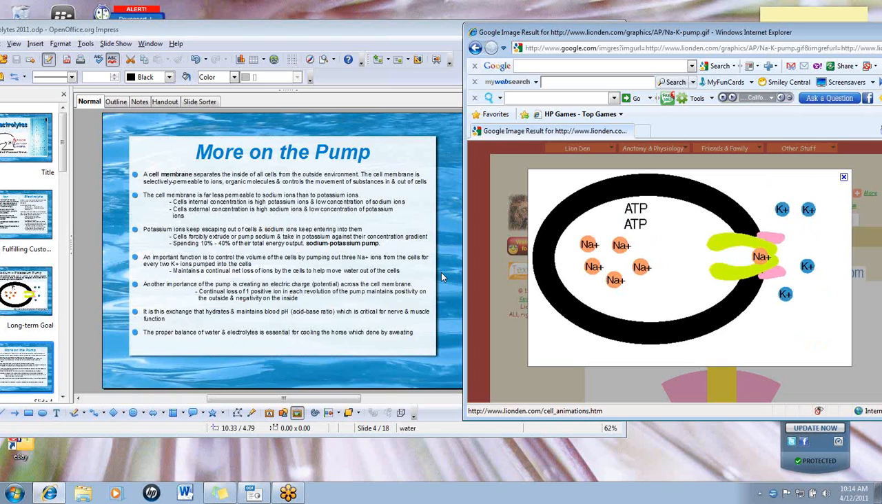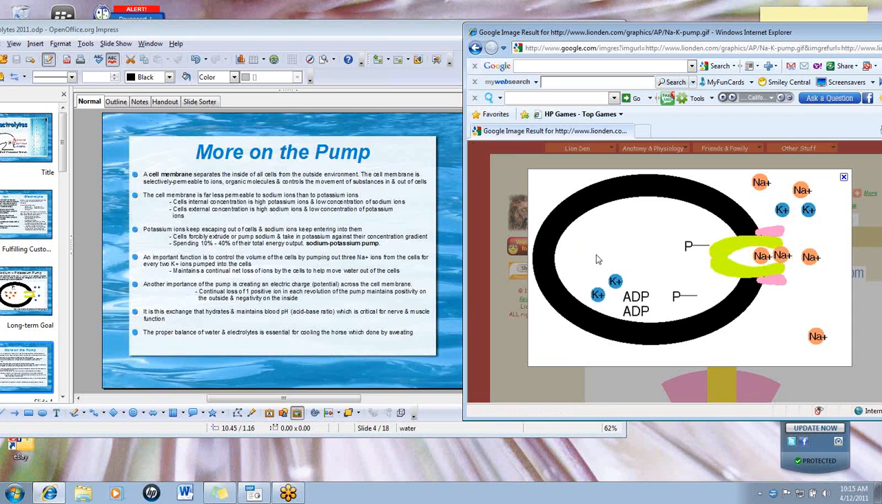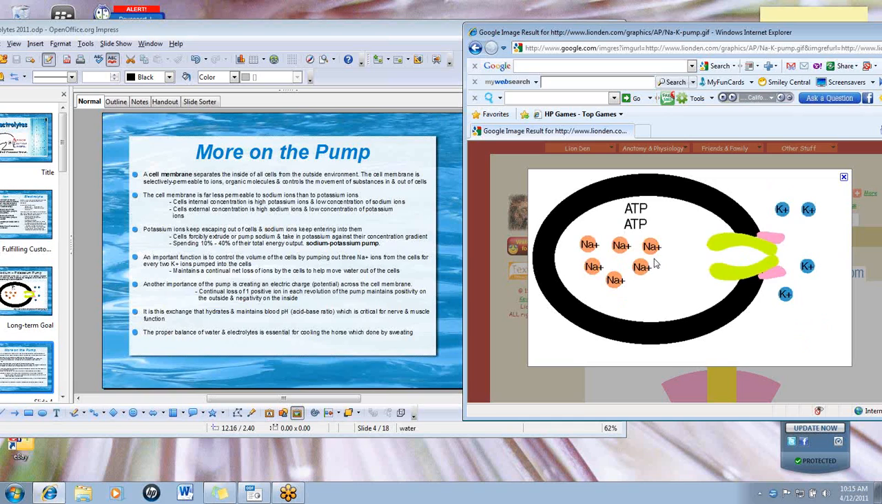so that cells can function in the proper environment so that we can have our cells do their jobs like this particular cell is doing here. The proper balance of water and electrolytes is essential for cooling our horse, which is done by sweat. And we'll get into that a little bit further. So you can see the exchange here of 2 potassium coming in and more potassium as the end result being inside, and more sodium as 3 of them are transported there to the exterior of the cell.